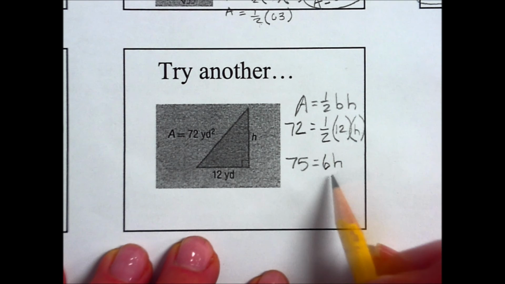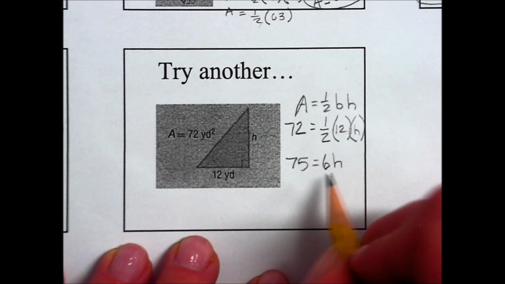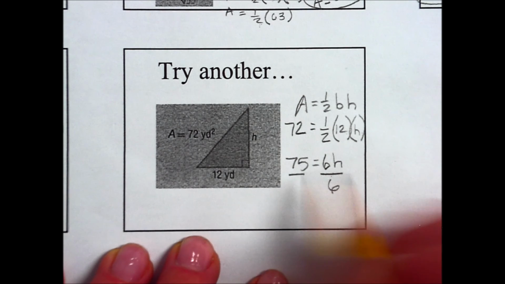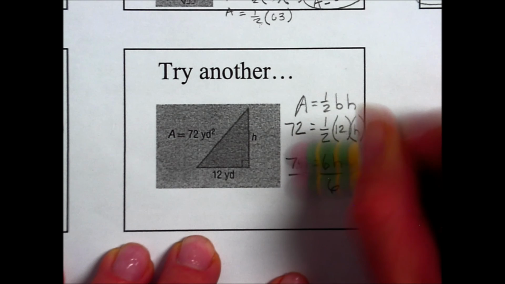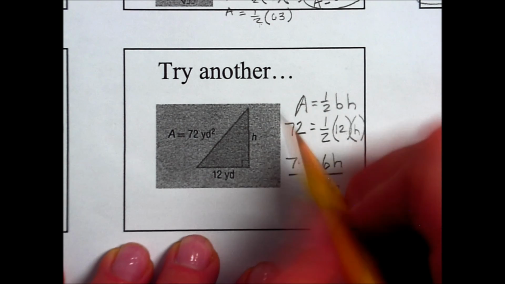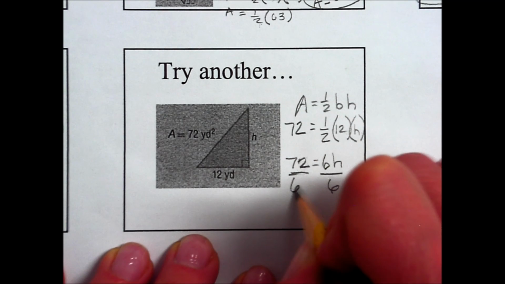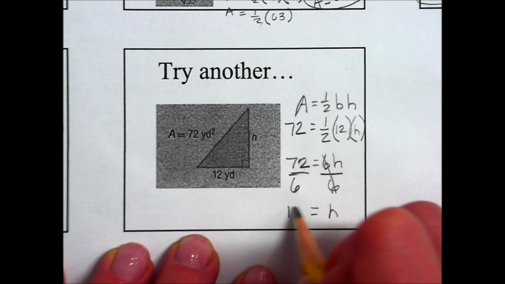Well, let's undo to get the H all by itself. The opposite of multiplication is division. So we'll divide by 6, and what we do to one side, we must do to the other. Oops, I wrote 75 instead of 72. Sorry, I didn't bring down the right number. All right, so 72 will be divided by 6, and that'll give me 12.